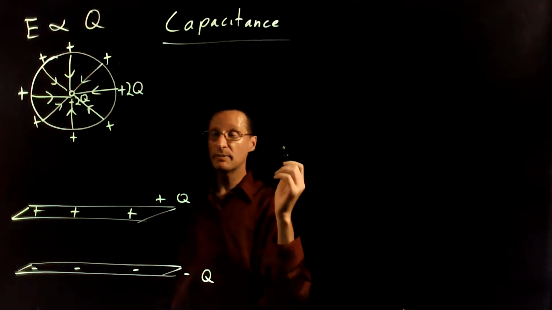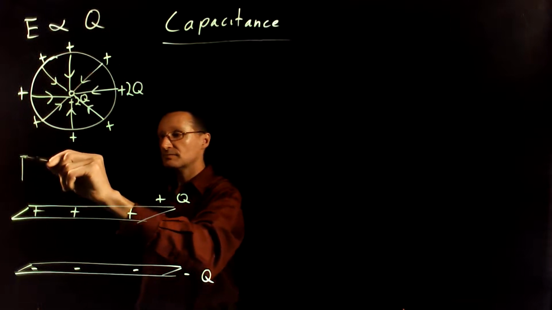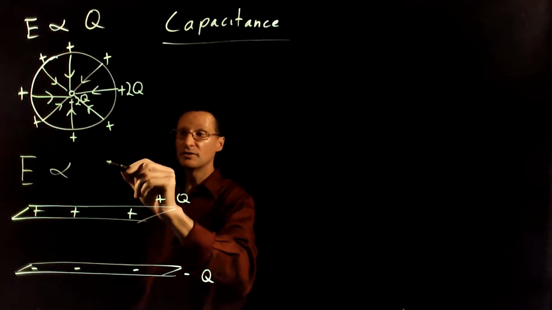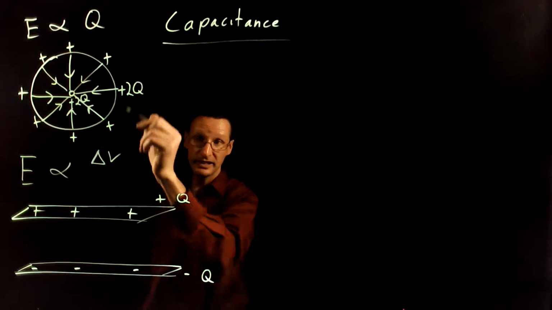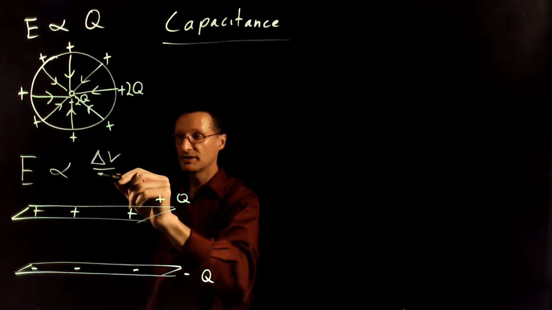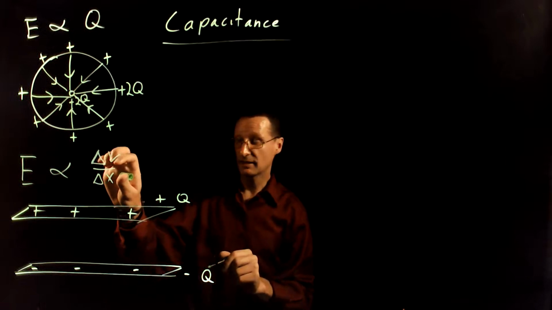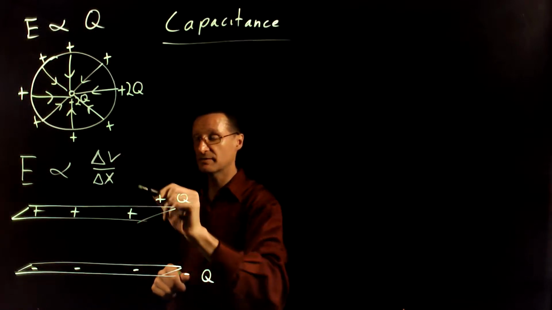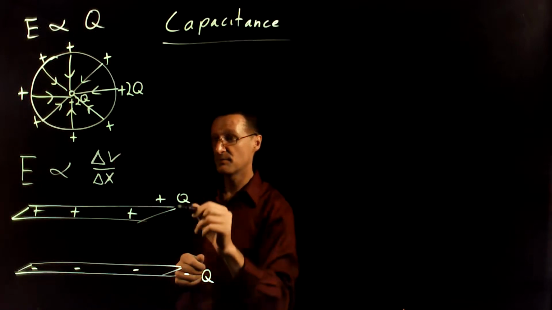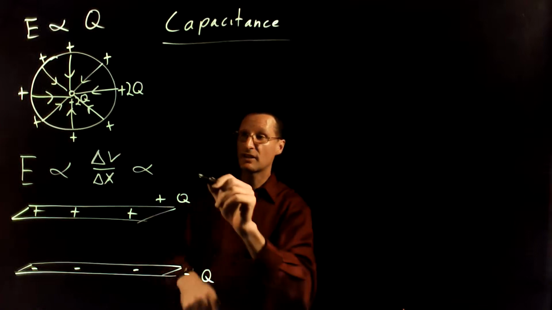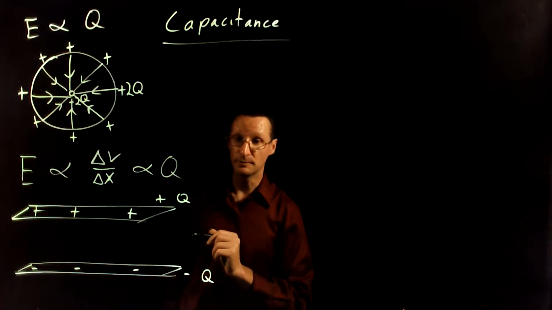Okay? Now keep in mind that the electric field is also proportional to the voltage difference between these two, because the electric field is determined by the voltage difference per spacing. It tells you about the spacing of the equipotential lines there. So that means that the voltage is also proportional to Q.